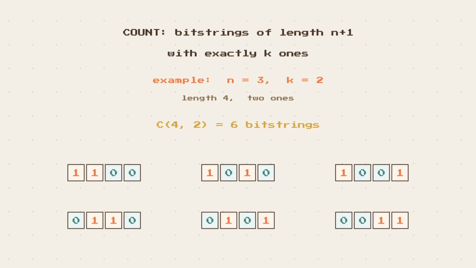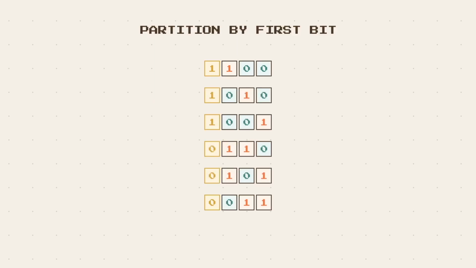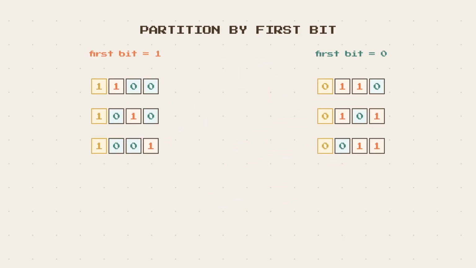Okay, now partition these bit strings by their first bit. Every bit string starts with either 1 or 0. If you look at these carefully, the first three start with 1 and the last three start with 0. So the first bit is either 1 or 0 and it is never both. If you separate them, on the left hand side we have all the ones with the first bit equal to 1, and on the right hand side the first bit equal to 0. So 3 bit strings for the first bit 1 and 3 for the first bit 0. Nothing is missed and nothing is double counted.